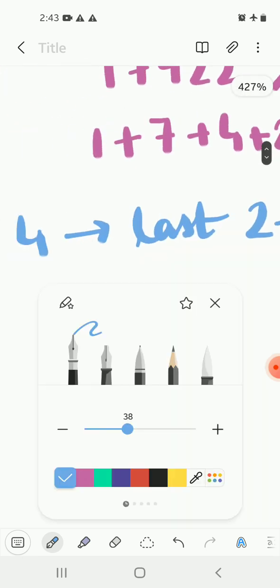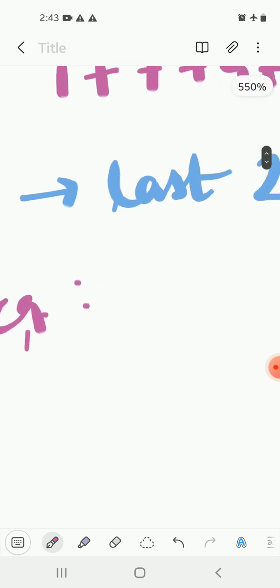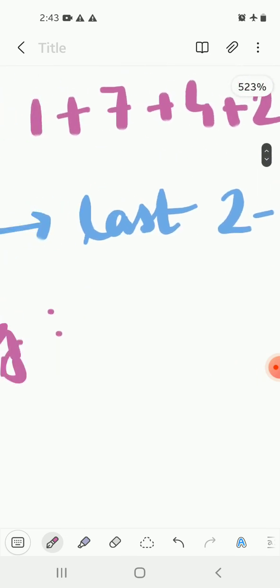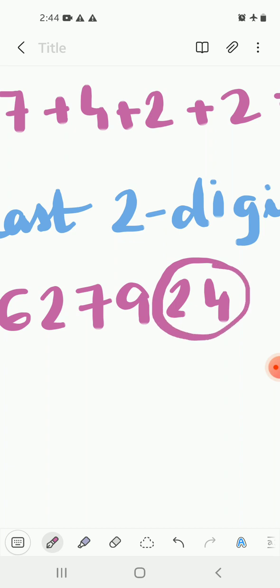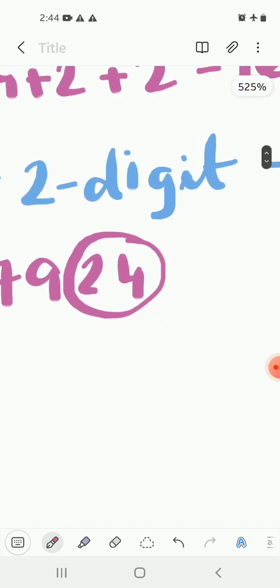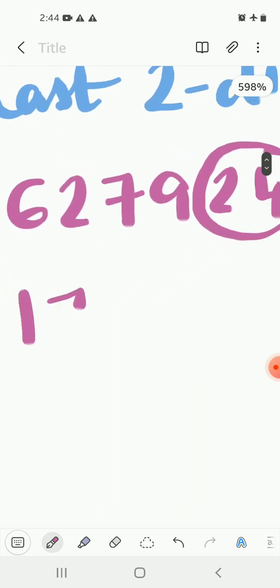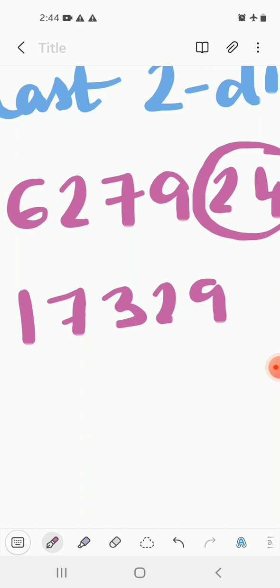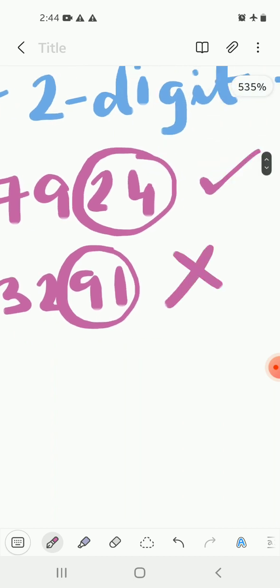For an example, let's take 6, 2, 7, 9, 2, 4. Check the last two digits, 24, and we know 6 into 4 is 24, so this is divisible by 4. We will take one more example, 1, 7, 3, 2, 9, 1. The last two digits are 9, 1, which is not divisible by 4. So this number is not divisible by 4.